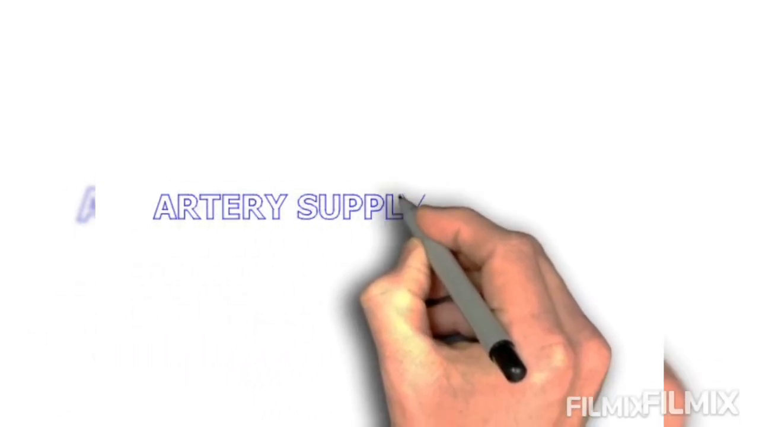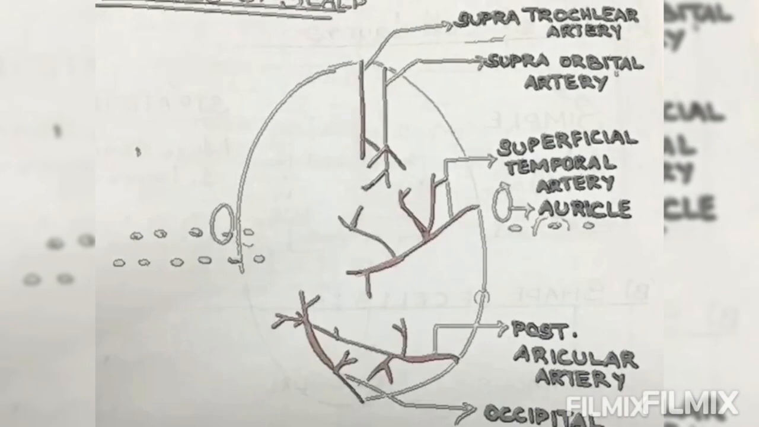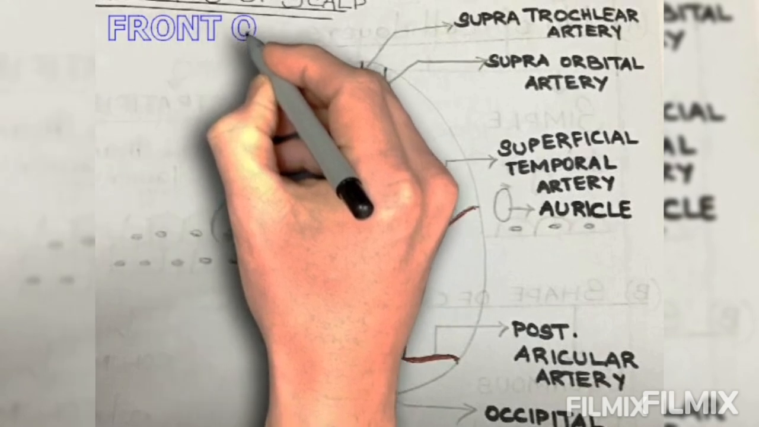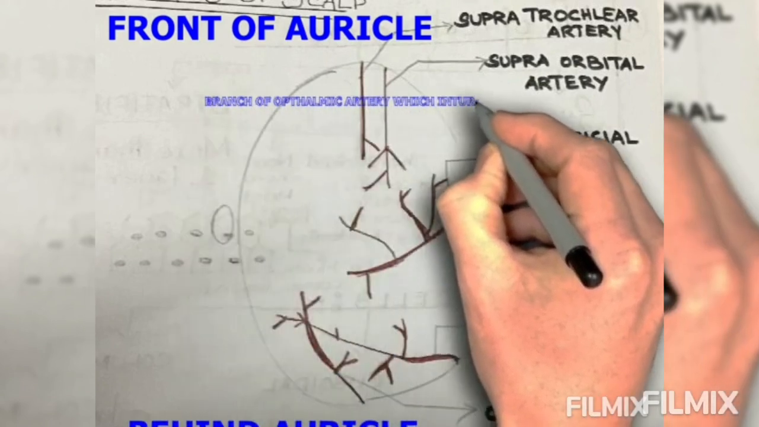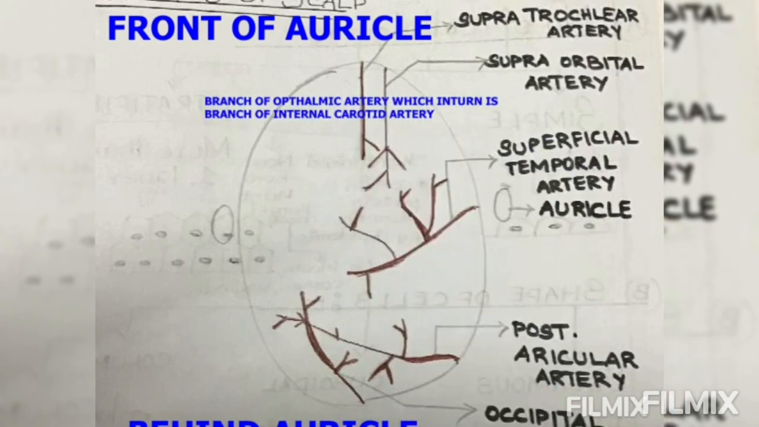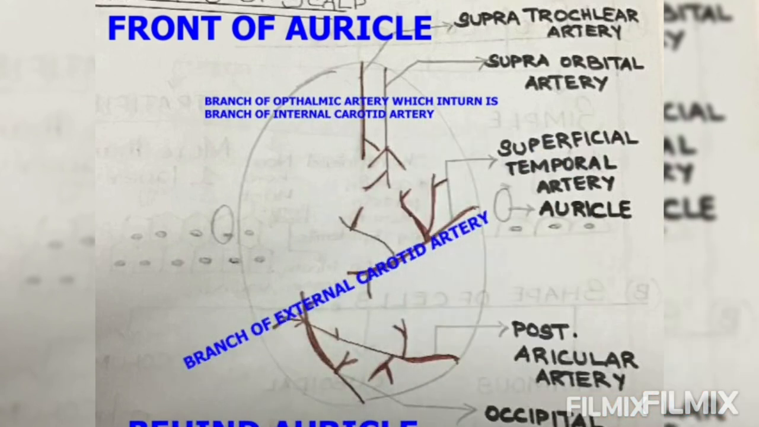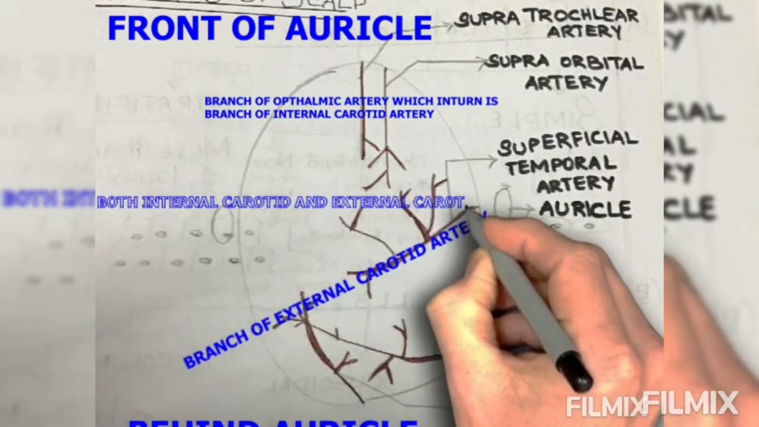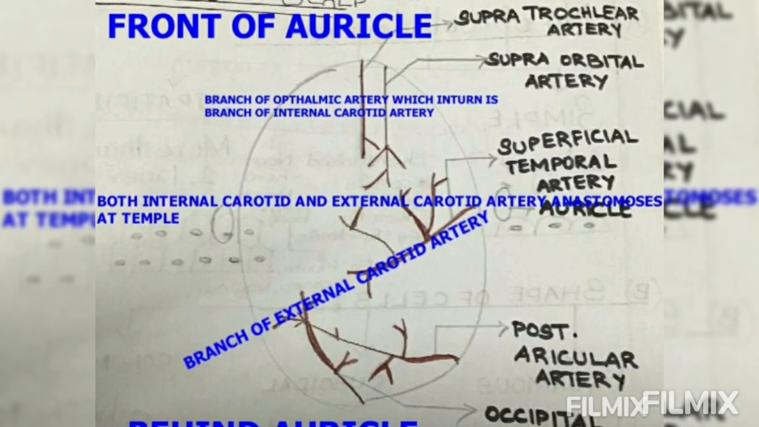Let's see the arteries that are supplying the scalp. There are five arteries on each side: three in front of the auricle and two behind the auricle. In front of the auricle, what are the arteries? Let's see. The supratrochlear artery and supraorbital artery are branches of the ophthalmic artery, which is in turn a branch of the internal carotid artery. Whereas the superficial temporal artery, which is in front of the auricle, is a branch of the external carotid artery.